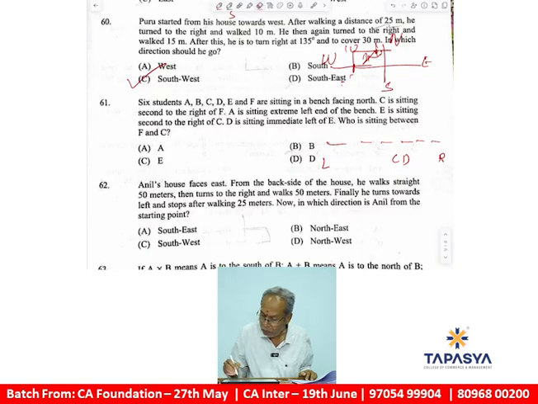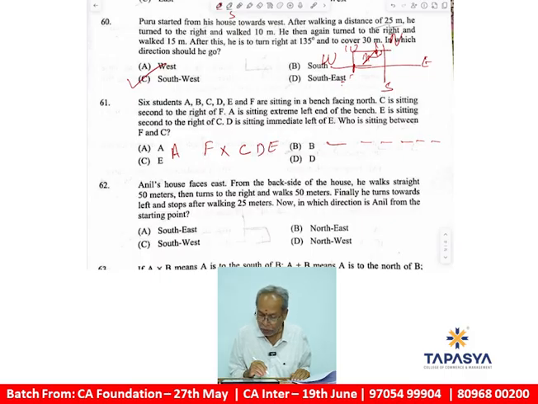C is sitting second right of F. Second right means first right, second right. And A is sitting extreme left, so you can put A. E is sitting second to the right of D, so you can put E here. D is sitting left of E.